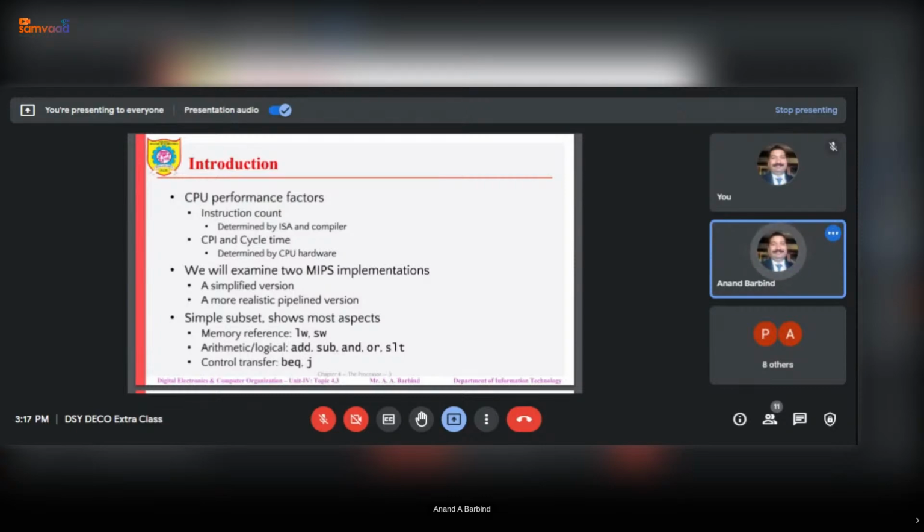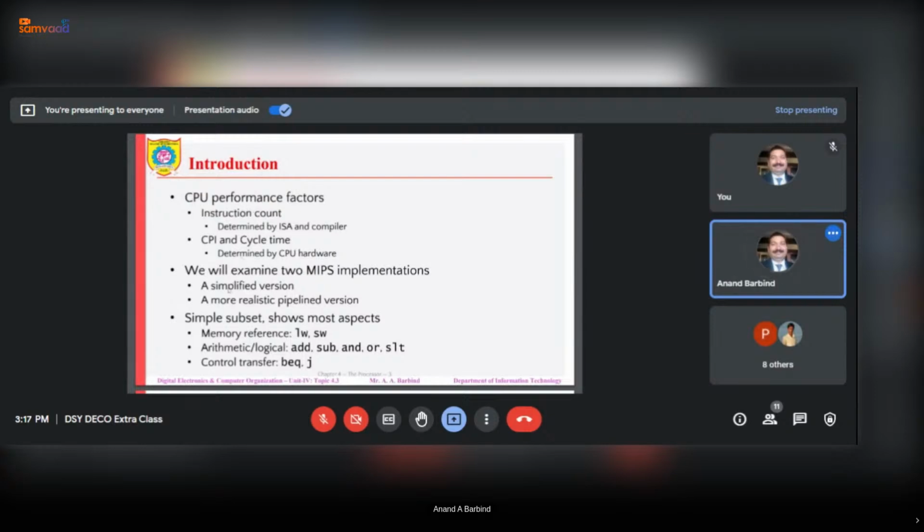I hope you might have studied the internal architecture of some microprocessors like 8085 or 8086. So have you studied? Yes, sir. Okay, so now you will be studying here the architecture of this particular MIPS processor.